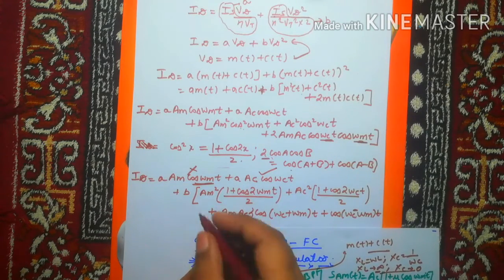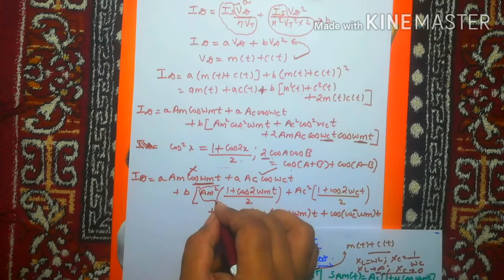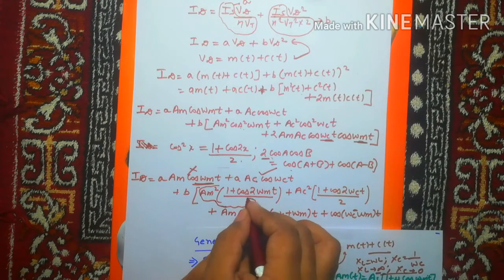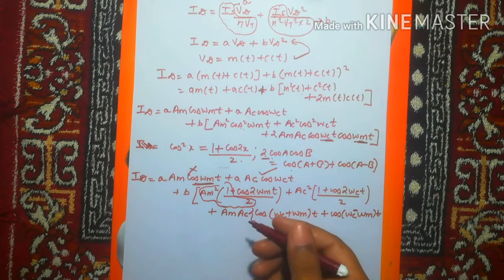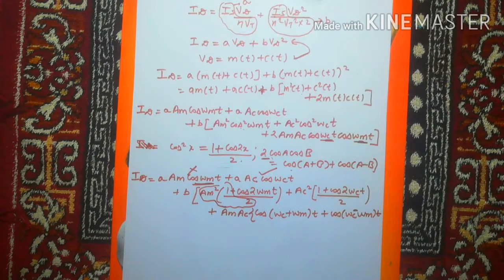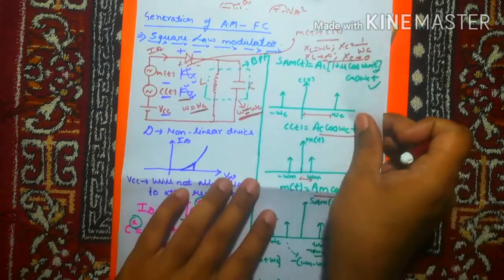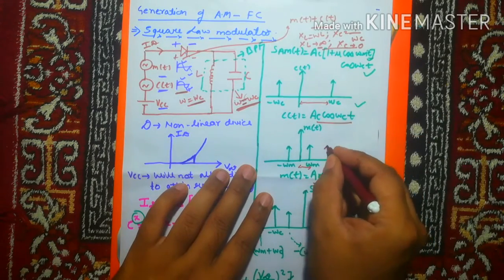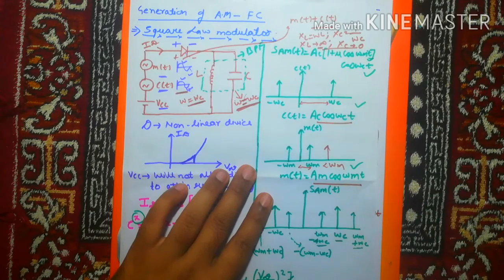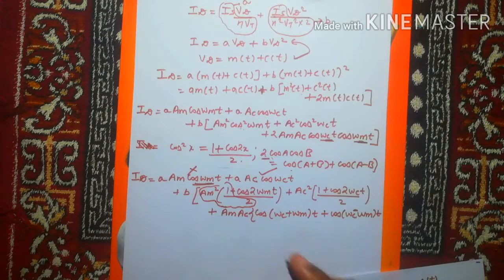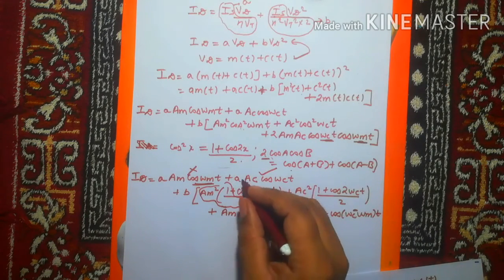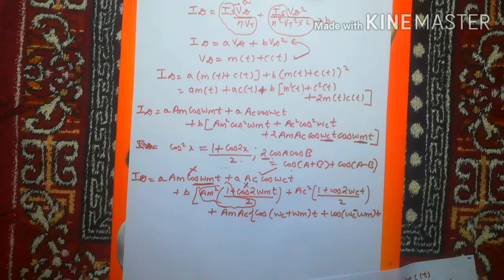Okay, does the term Am square upon 2 get passed through the band pass filter or not? No, because this is a DC term, its frequency is 0, so it doesn't pass through a band pass filter. Does Am square cos 2 omega mt pass through? No, because if this is omega m, then 2 omega m is still much less than omega c, so the band pass filter will not allow this term, so the whole term will not be allowed.